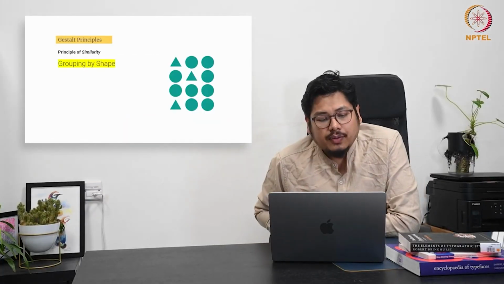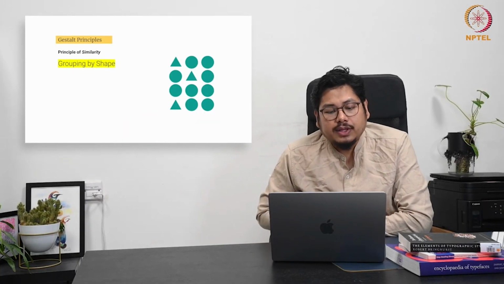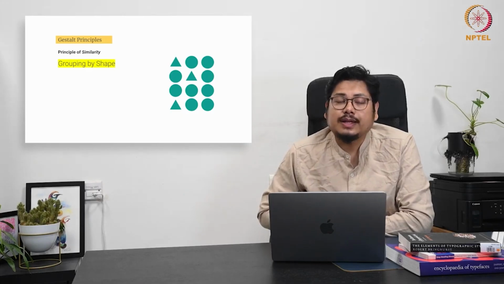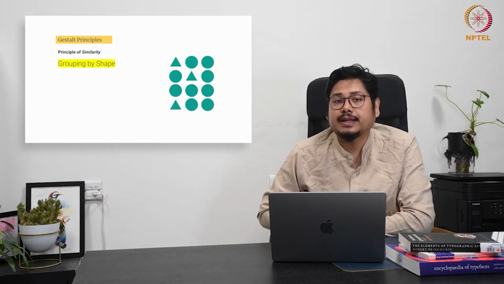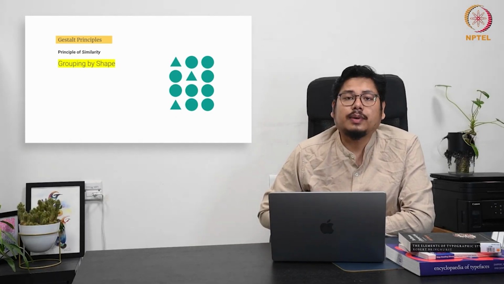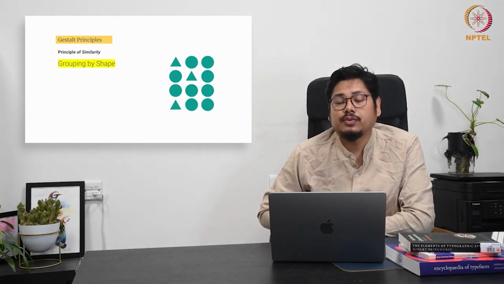Yes, so now we are coming to grouping by shape. As you can recall, we have talked about grouping by color, and how color plays an important role in deciding where our eyes can navigate through the information. Second, we have talked about how sizes play an important role. Right now, we are looking into shapes.